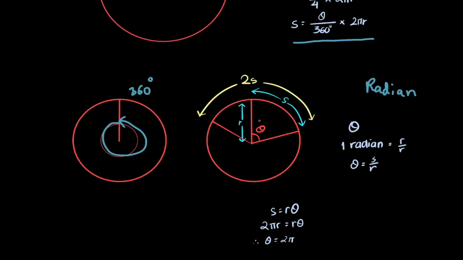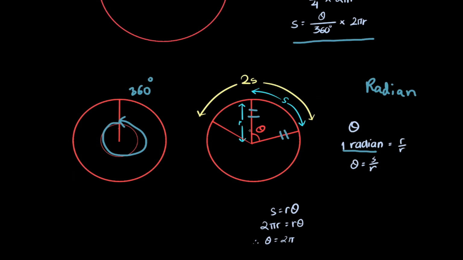1 radian is basically defined as the angle subtended at the center by an arc that is equal in length to the radius. So this arc is equal in length to the radius. If this is the case, then the angle here is 1 radian.